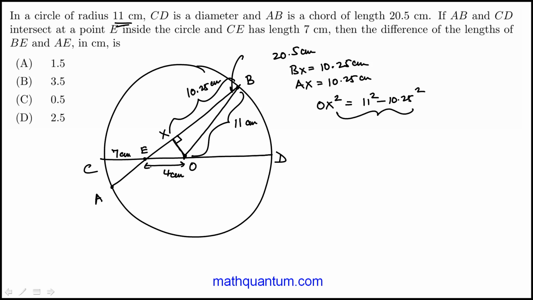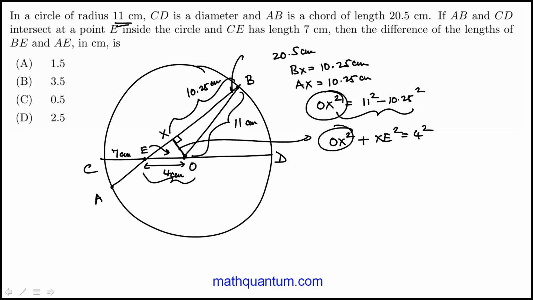Now, my interest is eventually to get to BE and AE. If you look at this triangle here, that is OX. I already have the value. And OE is 4 centimeters. So if I apply the Pythagorean theorem here, OX squared plus XE squared is equal to 4 squared, this piece here. And OX squared I already have. So that means XE squared is 4 squared minus (11 squared minus 10.25 squared).